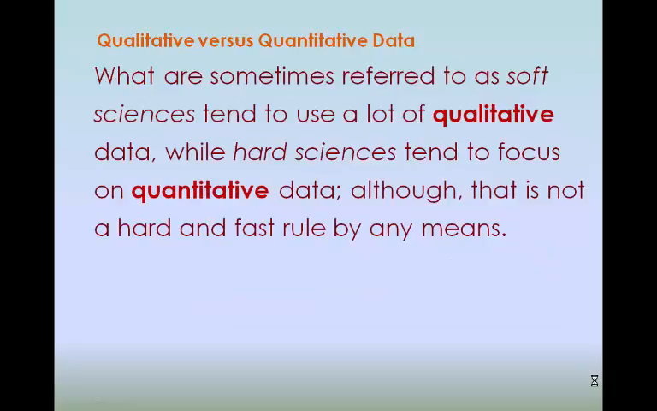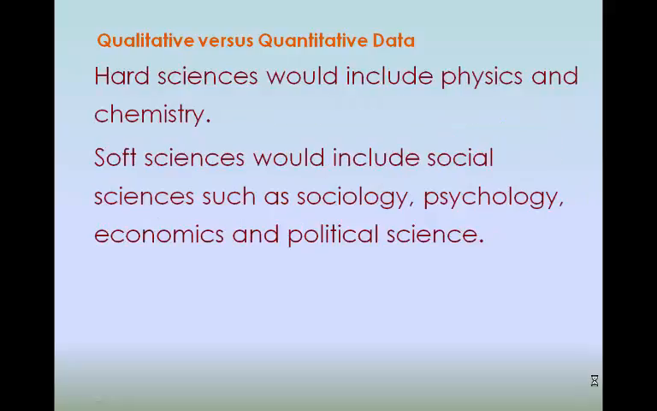What are sometimes referred to as soft sciences tend to use a lot of qualitative data, while hard sciences tend to focus on quantitative data, although that is not a hard and fast rule by any means. Hard sciences would include things like physics and chemistry, and soft sciences would include social sciences such as sociology, psychology, economics, and political science.